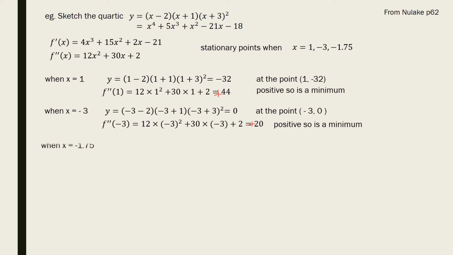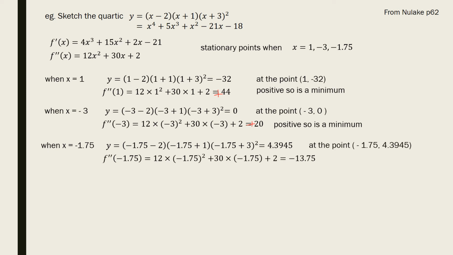And the last point is x equals negative 1.75. So we'll find our y value first, which is 4.3945. And our f double dash equals negative 13.75. The fact that it's negative indicates that it is a maximum.